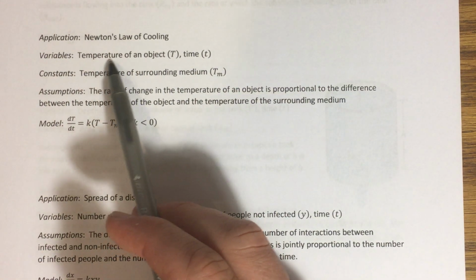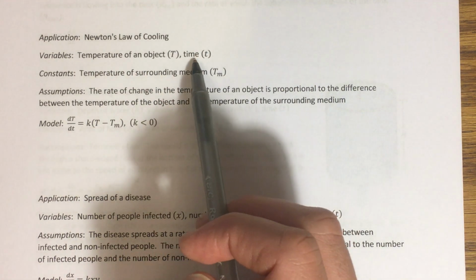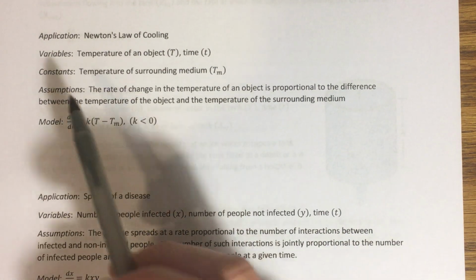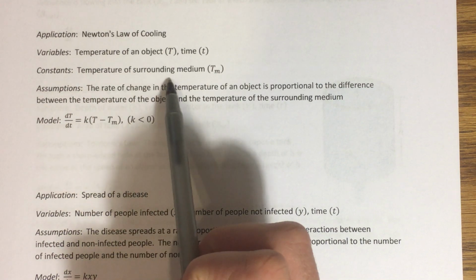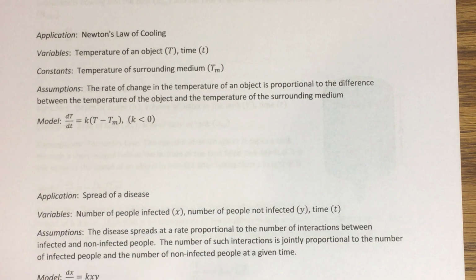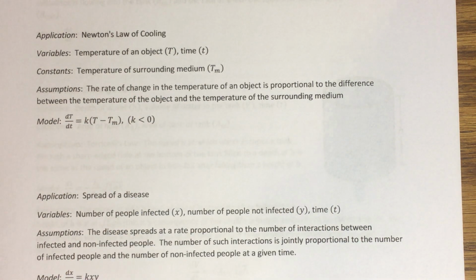But the variables here are the temperature of the object that we're putting in this environment. We would call that T. And then there's time, which is lowercase t, because as time passes, the temperature will change. And in this example, we also have a constant. We're calling this the temperature of the surrounding medium. It's T sub m, or just Tm. And that would be like, again, in the case of the hot coffee example, the temperature of that room. Now, in reality, that's not always necessarily a constant. The temperature in a room can fluctuate, but for the purpose of coming up with a model here, we're going to assume that it's constant.